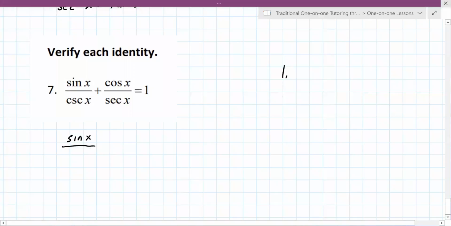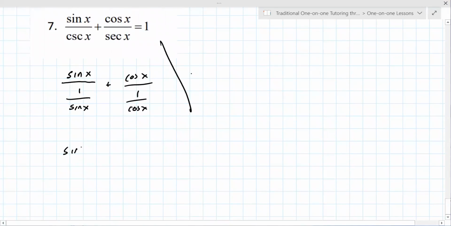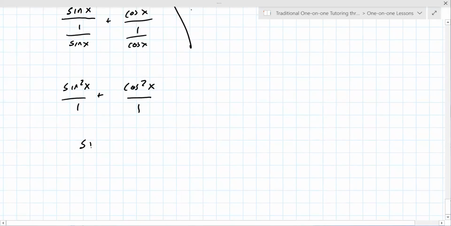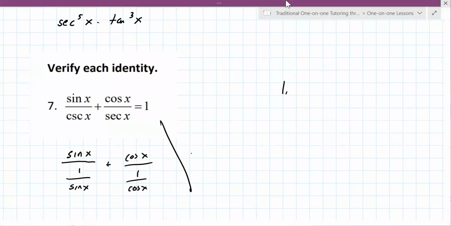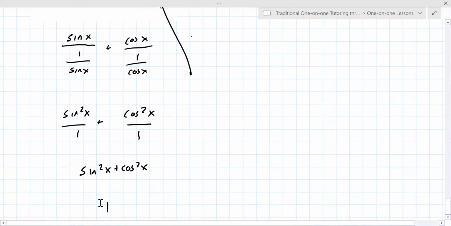So let's try that. So that's 1 over sine x plus cosine x, 1 over cosine x equals... well, we're not doing that. So then you just flip it. You flip the fractions here. So you get sine squared x over 1 plus cosine squared x over 1. And then that is your identity, or that's one of your Pythagorean identities. That's one. You do have to show that that last line does equal whatever you're supposed to turn it into. So you have to write that at the end.